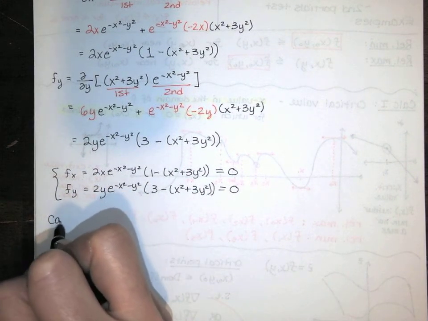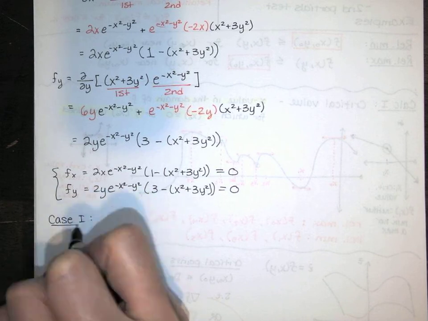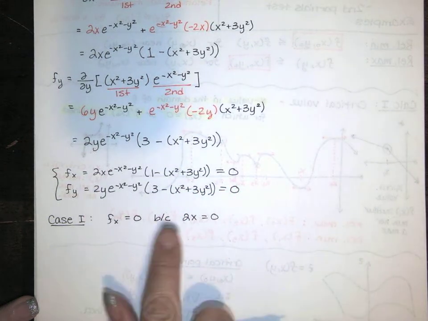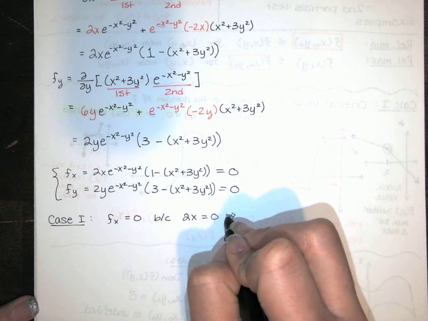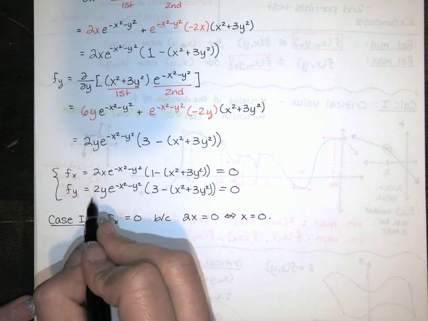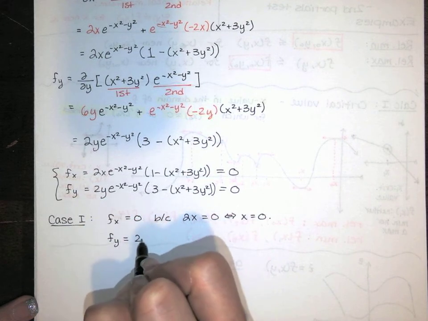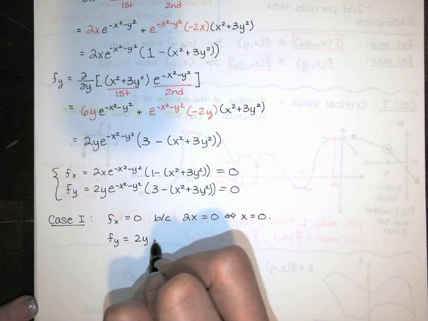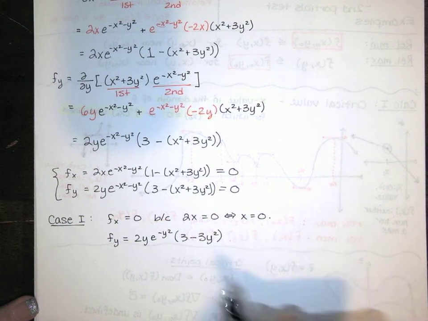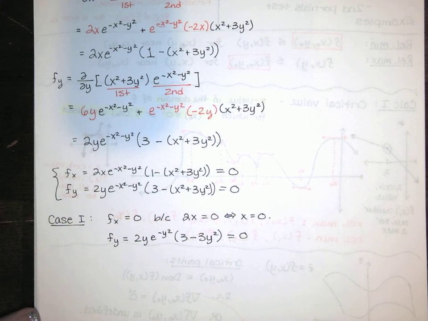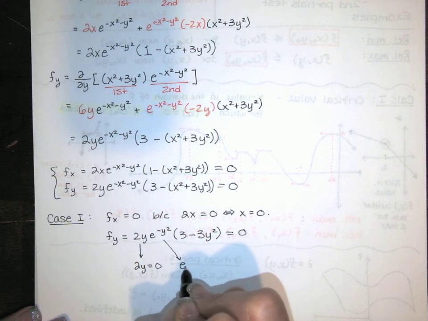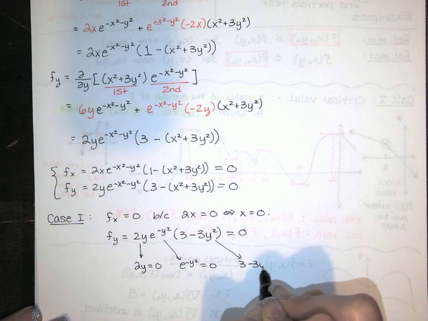So case 1, here's our first case. We'll say partial of f with respect to x is 0, and let's say it's 0 because the first factor is 0. So it's 0 because that's 0. If that's 0, that means x equals 0. So I've got x equals 0 now. So in that case, the partial of f with respect to y, well, if x is 0, it would become this. I have 2y times e to the, that's 0, minus y squared. If x is 0, I've got 3 minus 3y squared over here. And I'm setting this equal to 0 and solving for y. Now, this product is 0 if one of these factors is 0, so either 2y equals 0, or the exponential equals 0, or 3 minus 3y squared equals 0.